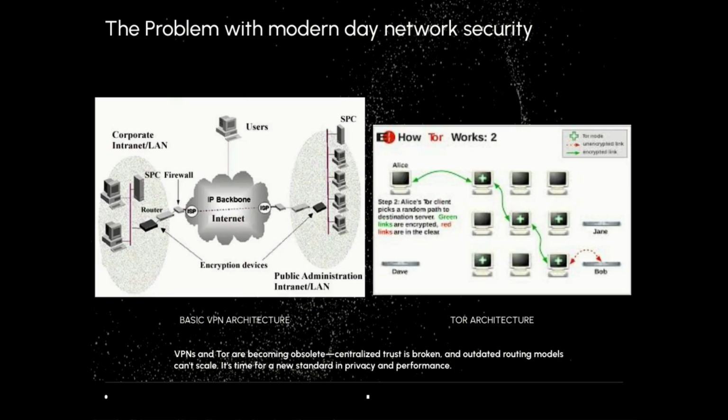So, we know that VPNs today are fundamentally flawed. They are built on centralized servers, operated by a company we are supposed to trust with our most private data, but we don't really know what happens behind the scenes. Tor was a step forward. It's open and decentralized, but let's face it, it's painfully slow and unusable for anything beyond light browsing.